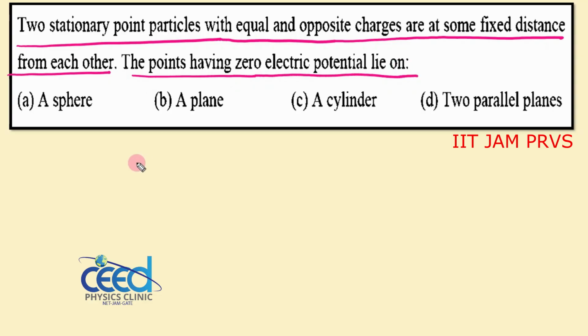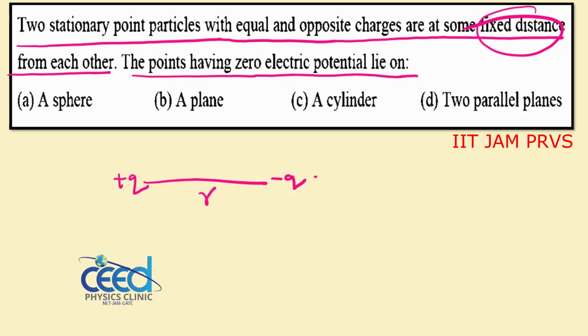See, here given is we have two stationary point particles with opposite charges. One charge is plus q, another charge is minus q, right? It is separated by some fixed distance, say r.